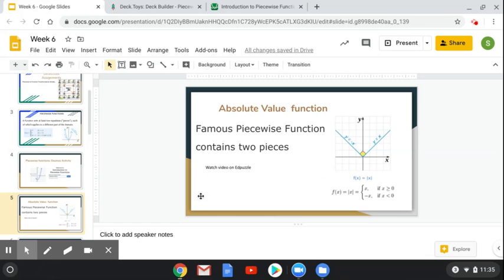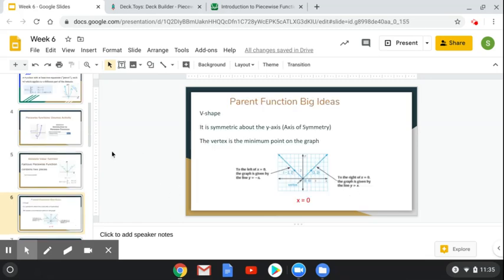So this is what the parent function looks like. It is symmetric about the y-axis. The vertex, which is your corner point, is at the origin, 0, 0. And your axis of symmetry, that equation would be x equals 0, which is the y-axis. So the next thing you would do is you would concentrate on the parent function. And what are the big ideas from the parent function? Well, it's a V-shaped curve. As I said, it's symmetric about the y-axis, and the vertex is the minimum point at the origin, 0, 0.